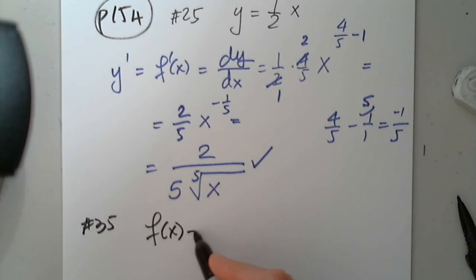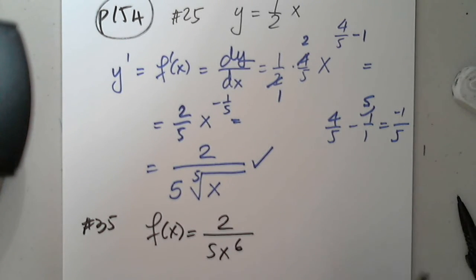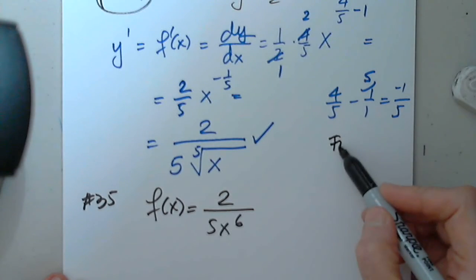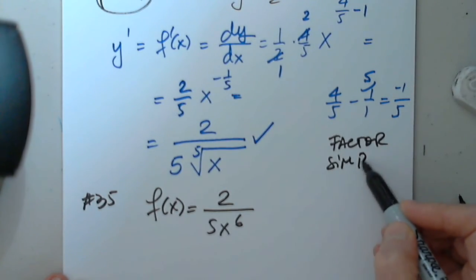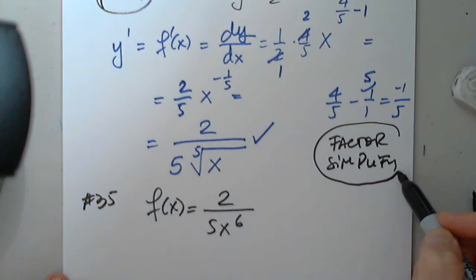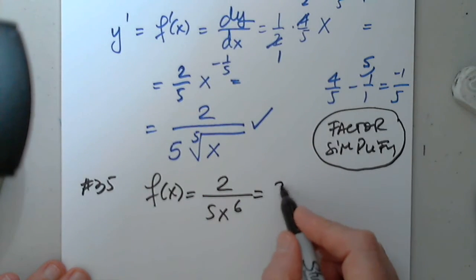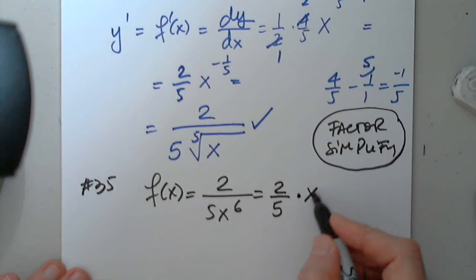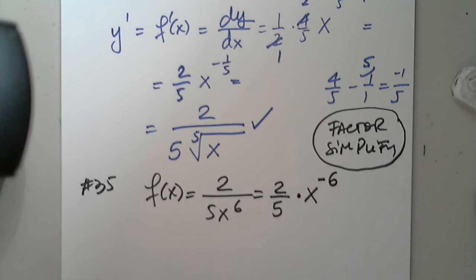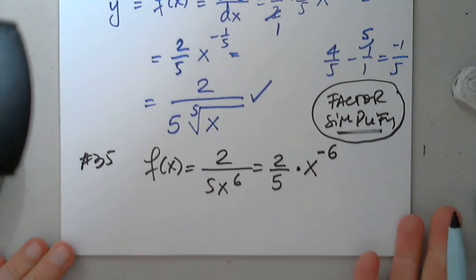So for this function, 2 over 5x to the 6th, always remember: factor, simplify. These are the key words in math. I don't like this presentation. I can do whatever I want as long as it's legitimate. I want this. That's why we reviewed those exponential rules, so we can manipulate and make our life easier. I changed this function into 2/5 x to negative 6. Why? So much easier to differentiate. So I simplified the function the way I pleased, as long as it's legitimate, of course.